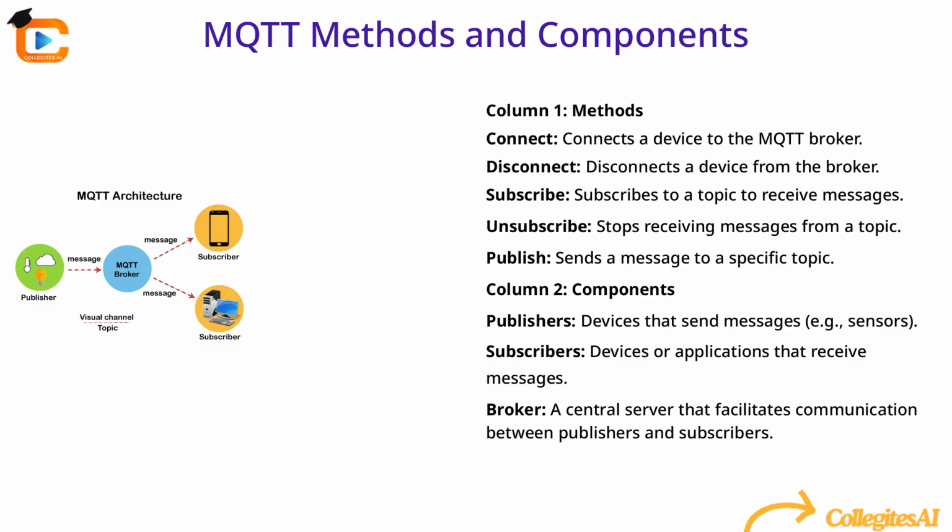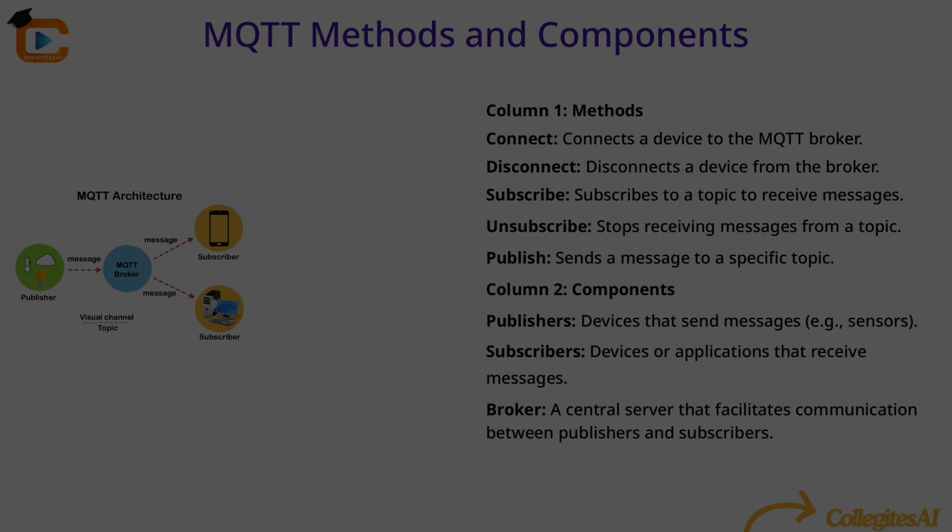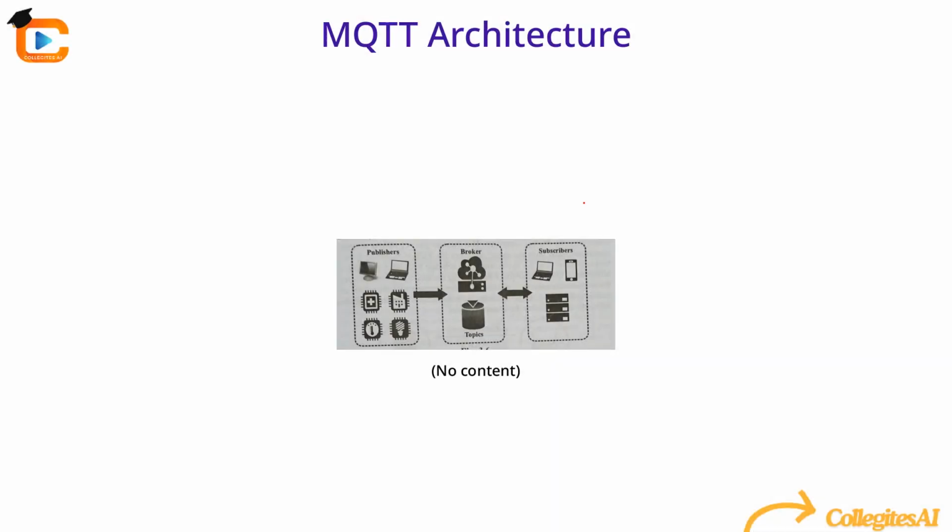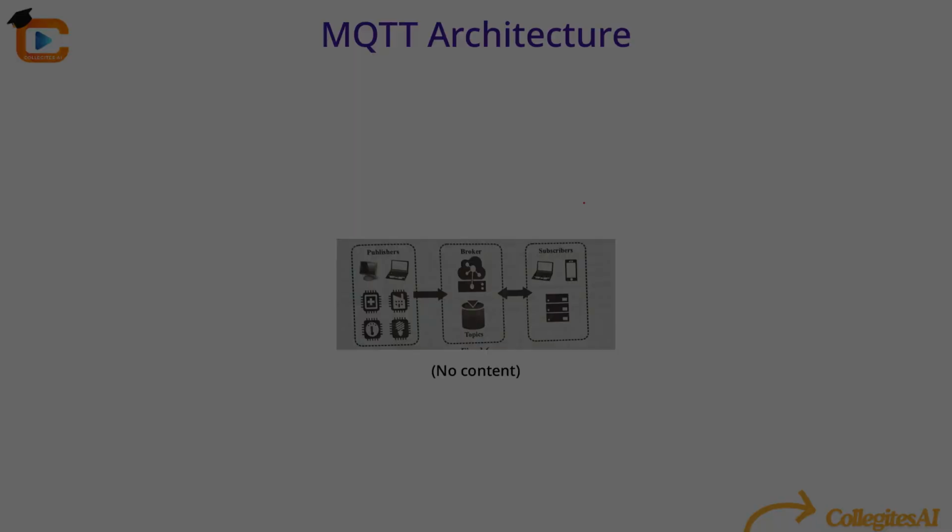It has three main components: publishers, subscribers, and a broker. The MQTT architecture is based on a publish-subscribe model. Devices act as publishers, sending messages to specific topics. Subscribers listen to these topics and receive relevant messages. The broker acts as a central hub, facilitating communication between publishers and subscribers.